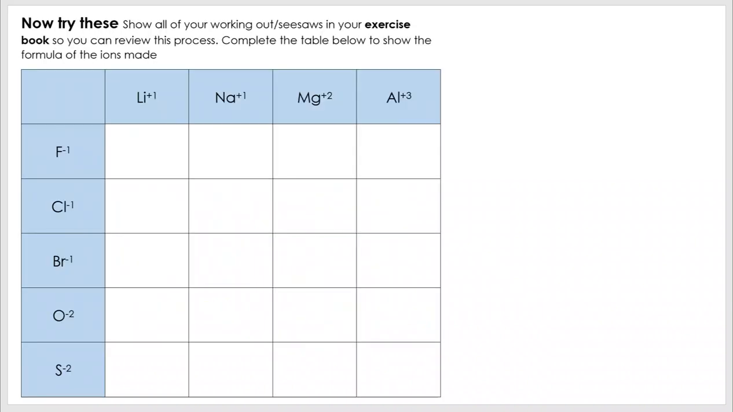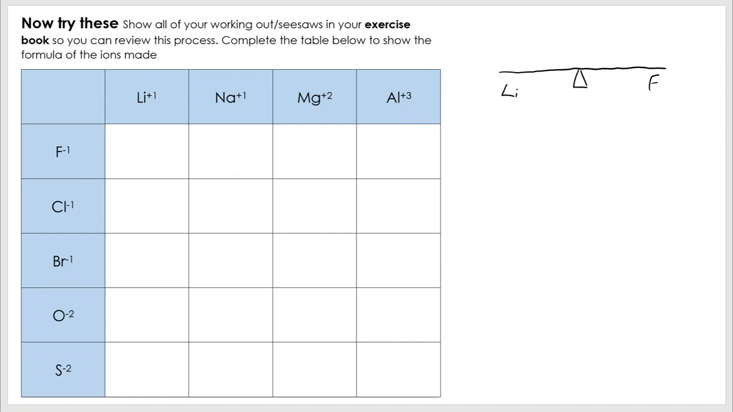So I'm going to recommend you either watch one example and then have a go at the rest, or just have a go at these and then review your answers. So we're going to start off on the top left hand corner. I'm going to draw out a seesaw to show you exactly how we can visualise the answer. I put my positive ion on the left, my negative ion on the right, and that will always be the case. I'm then going to put the charges on top of my seesaw.